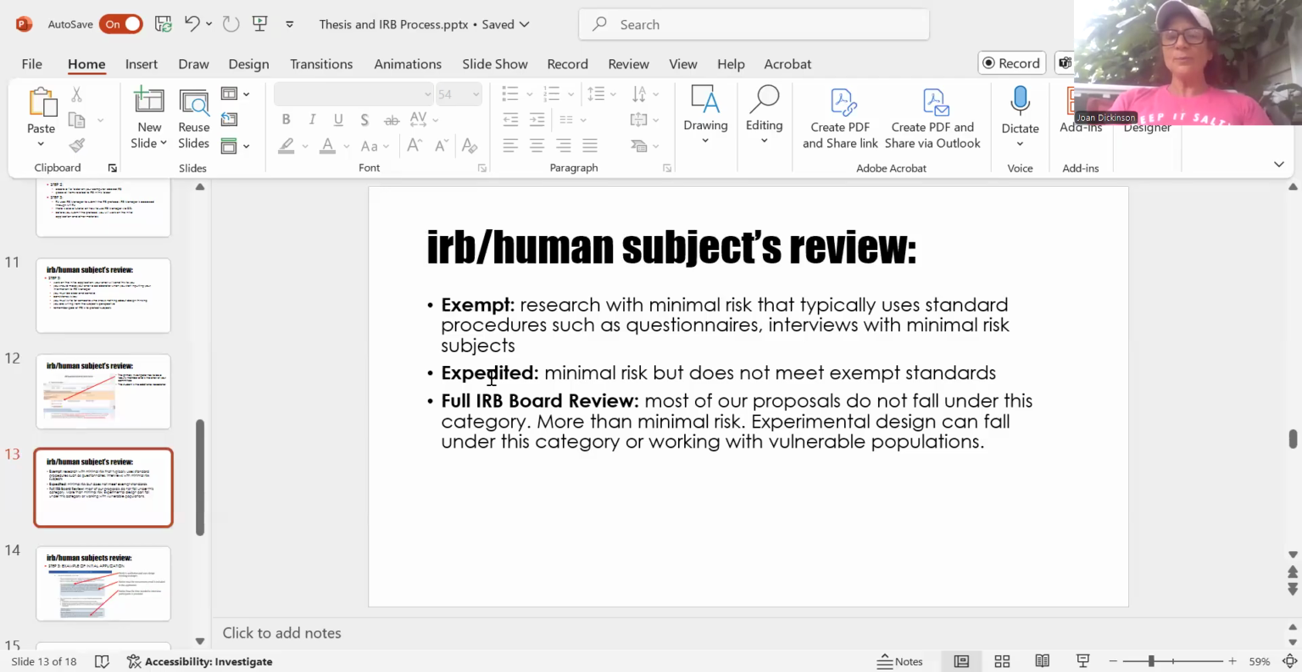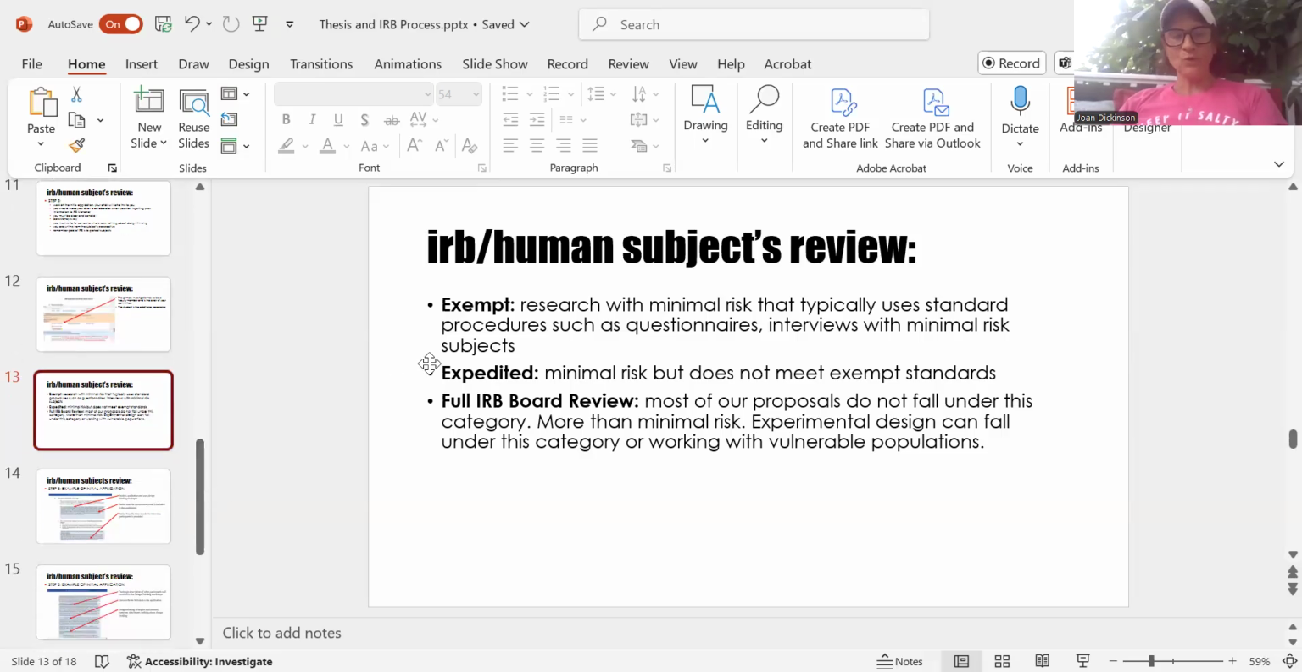A full IRB board review are projects that are more than minimal risk. I've been at Radford since the inception of our graduate program, 14 years. Actually, I've been at Radford for 21 years. In the 14 years I've been working with graduate students, I've only had one who went through a full IRB review. So the bottom line is our projects almost never fall into this more than minimal risk. Very rarely. So we are almost always expedited, I think is the important thing to note here.